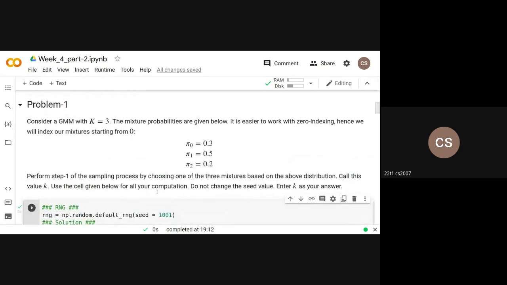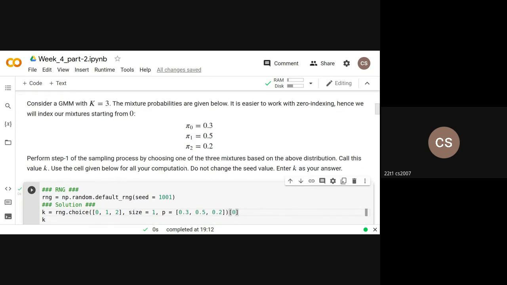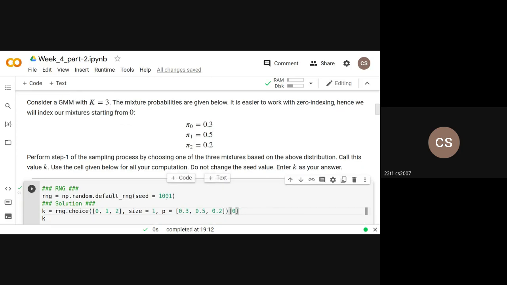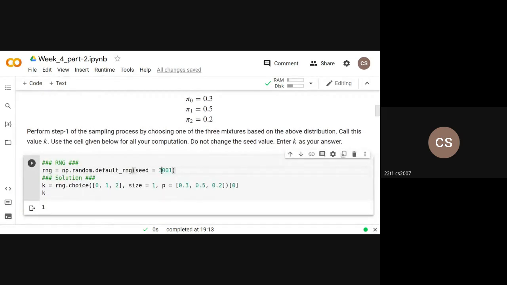Okay, so K equal to 1. So we ended up choosing, in this case, mixture 1. It's not necessary that it should always be mixture 1. It so happens that it is 1. If you use a different seed value, maybe it gives us a different value. So let's keep changing the seed value until we get a different one. If you use a seed value of 3001, it gives you mixture 2, right?